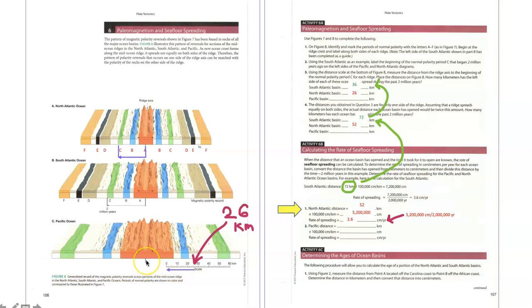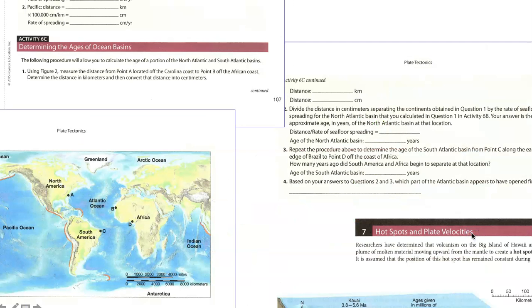I've done the North Atlantic, so all that's left for you to do now is the Pacific. And remember, the beginning of period C for the Pacific is way over here and over here. So it's going to be a much greater distance.